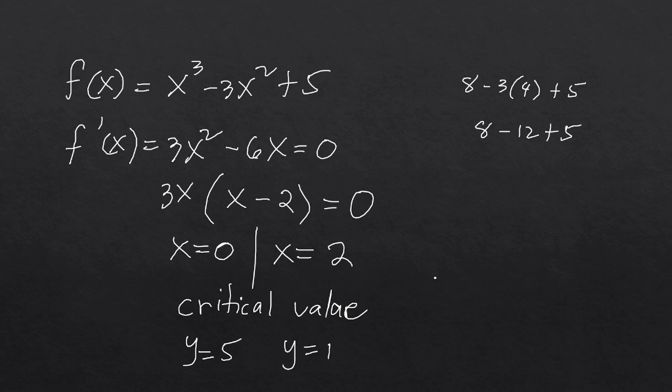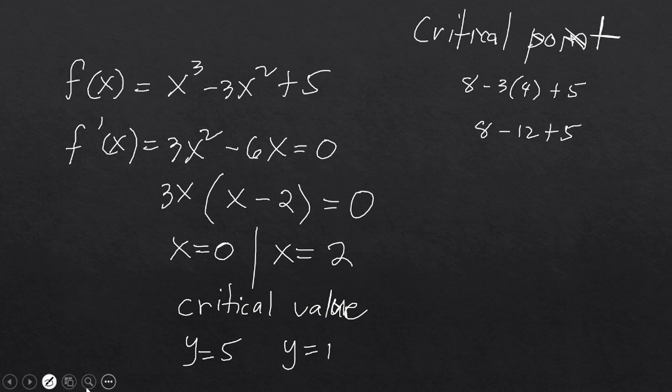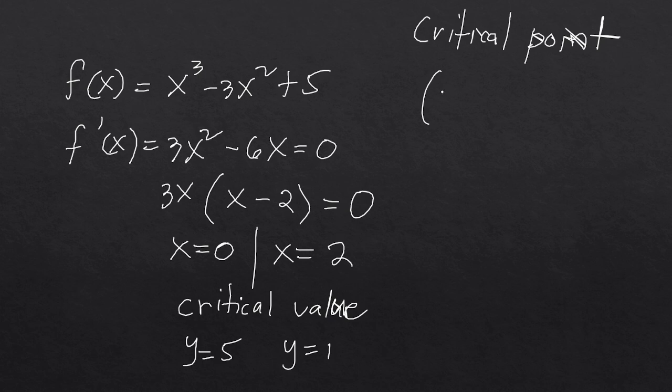So your critical points now are, so the critical points here are the points 0, 5 and 2, 1, right? Again, let us write here the critical points are 0, 5, and the other critical point is 2, 1.